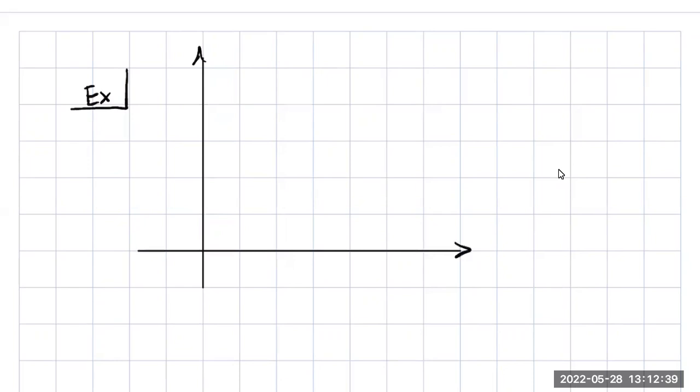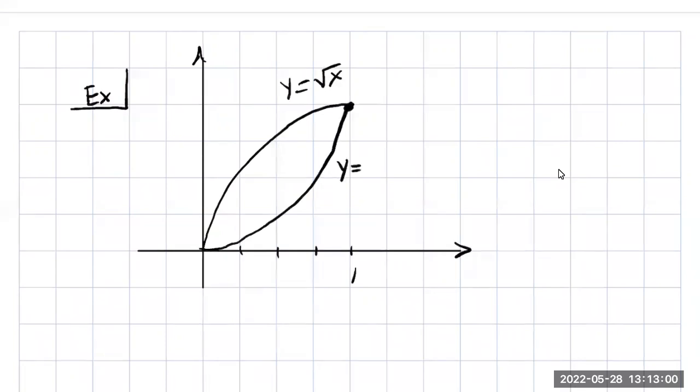In this example, let's suppose that our region looks like this. So it's bounded above by the square root of x, and it's bounded below by the basic squaring function. Okay, and we want to find the center of mass, or the centroid rather, excuse me. The centroid, we want to find the centroid of this geometric region, this two-dimensional region, okay?